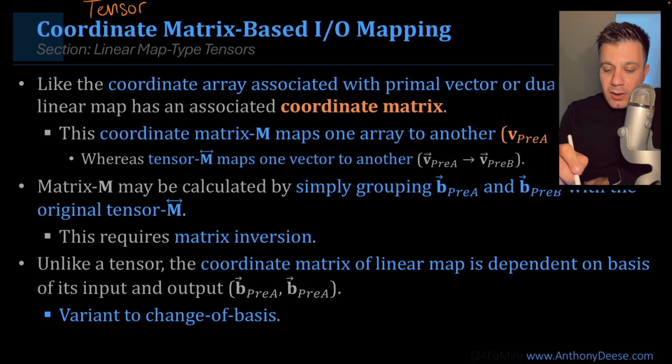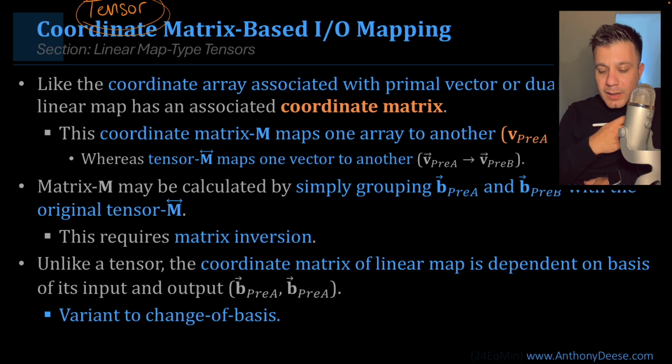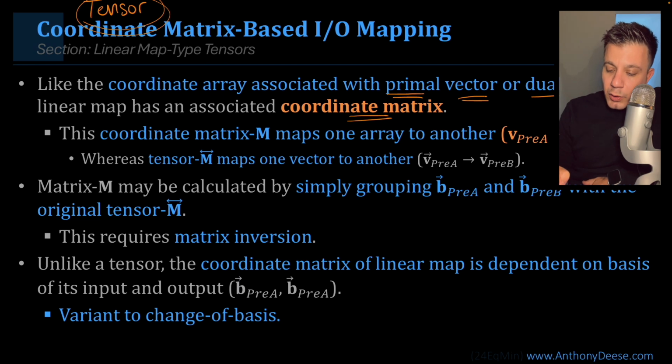Can we redefine our tensor-based expression in terms of simply the coordinate matrices? Can we generate an input-output mapping with regard to strictly those? So like the coordinate array associated with the primal vector or the dual covector, a linear map has an associated coordinate array, and we've already shown this. This coordinate matrix M, no arrowhead, maps one array to another, v pre A to v pre B, whereas the tensor maps one primal vector to another. So that's the difference here.